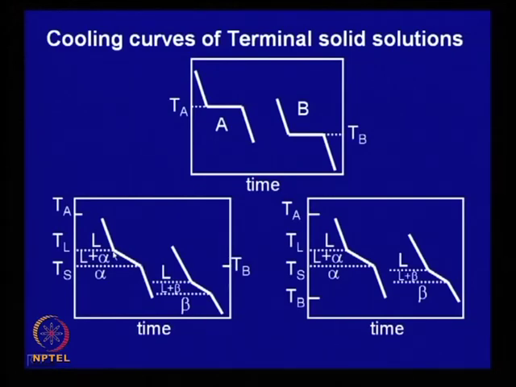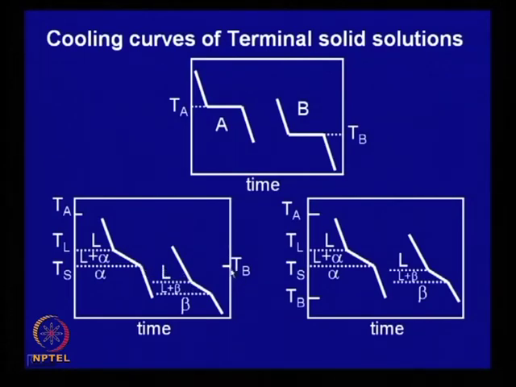So, you have two distinct temperatures: T L, which is the liquidus temperature, and this is the solidus temperature. Similarly, for the B rich solid solution, that is beta, its solidification behavior is given by this type of plot. Now, in both of these cases, solidification is complete.